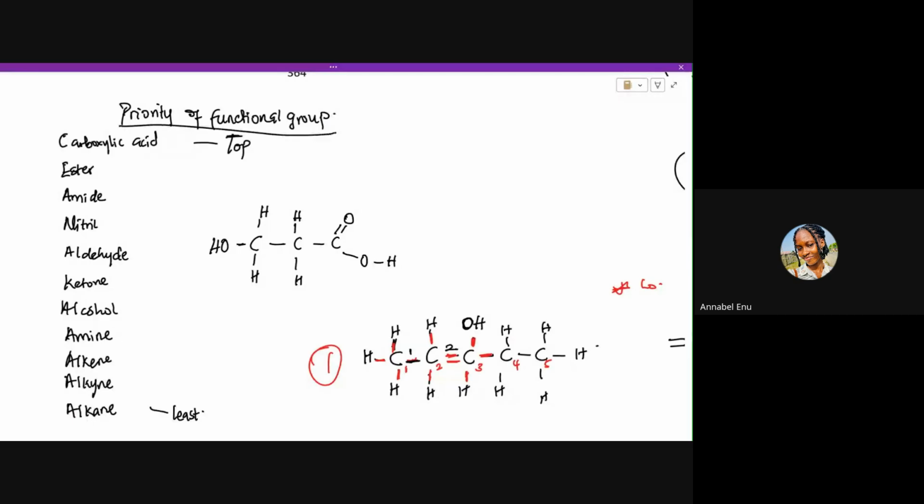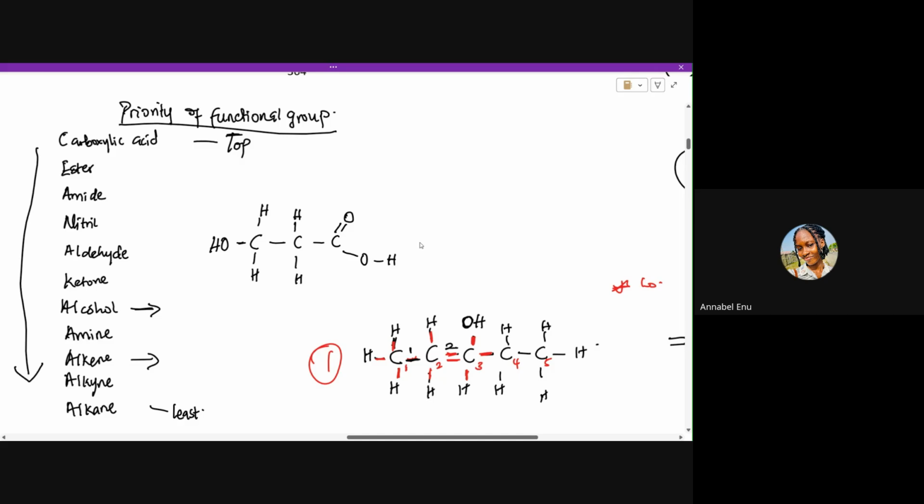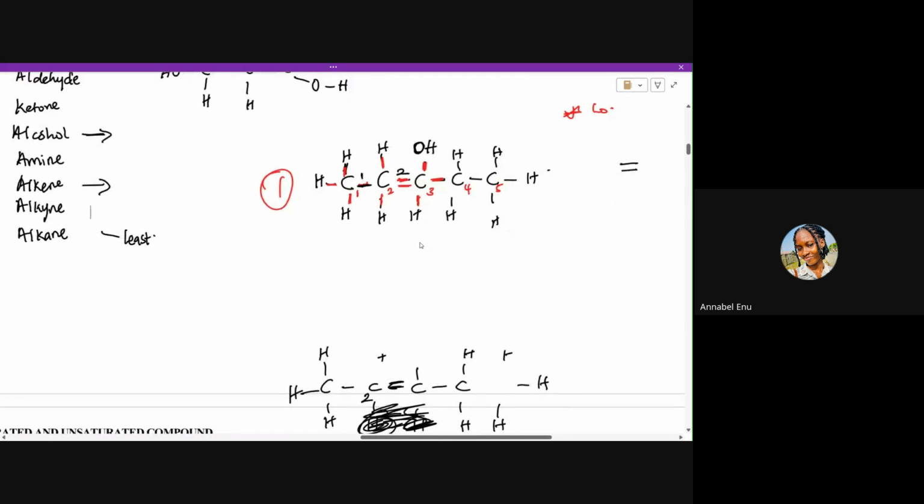In this priority, it goes down in terms of what is prioritized over the others. Now we have a double bond and an OH group; OH is alcohol, double bond is alkene. Look at where OH is: it's at the top, and alkene is at the bottom. That means we will prioritize alcohol over alkene. So the parent name for our structure will be alcohol, not alkene.